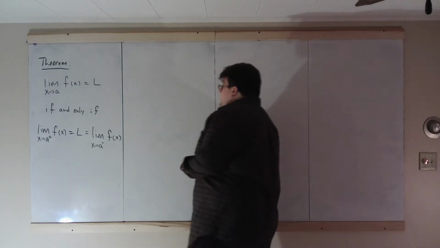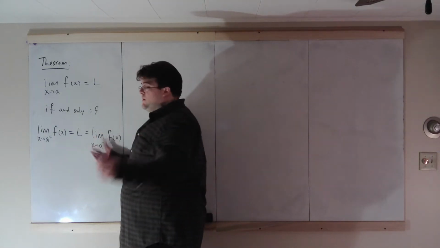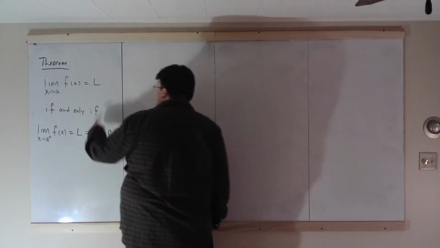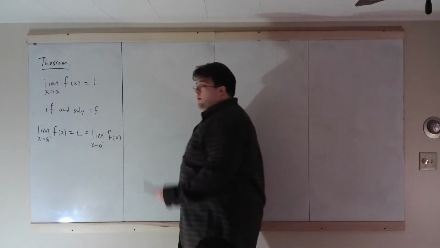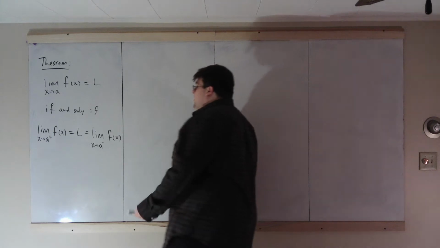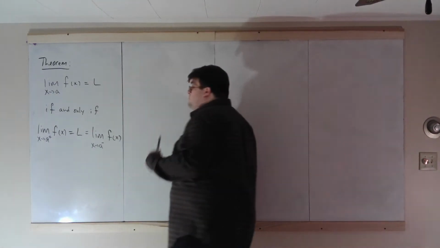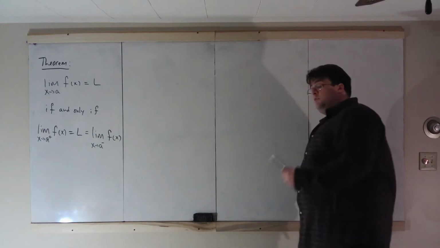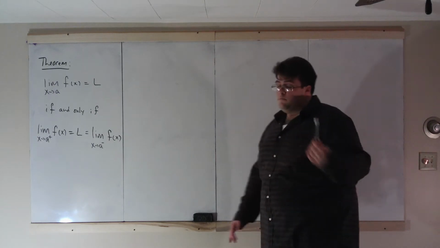Meaning, this theorem actually says two statements. One, if we know that a limit is L, then we can conclude the limit from both sides must also equal L.